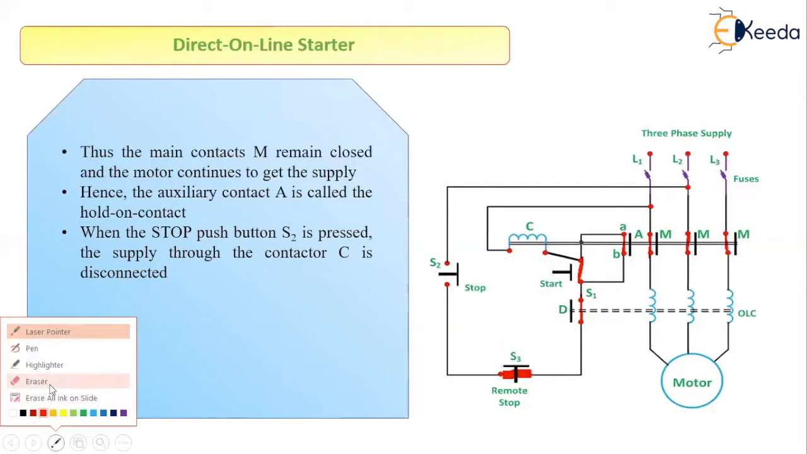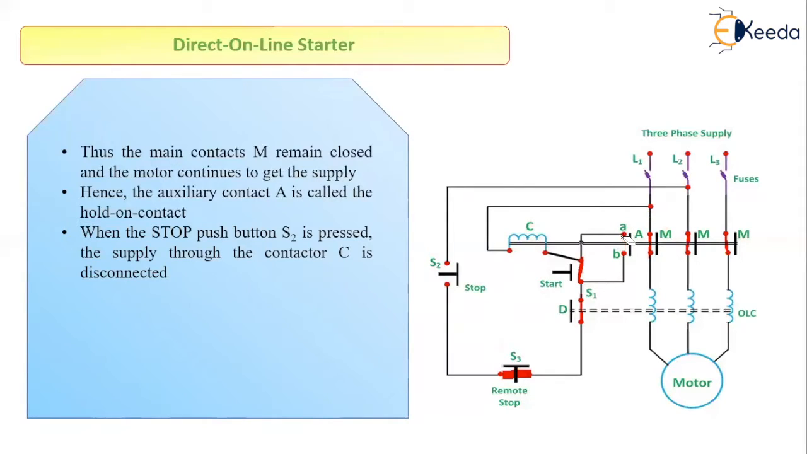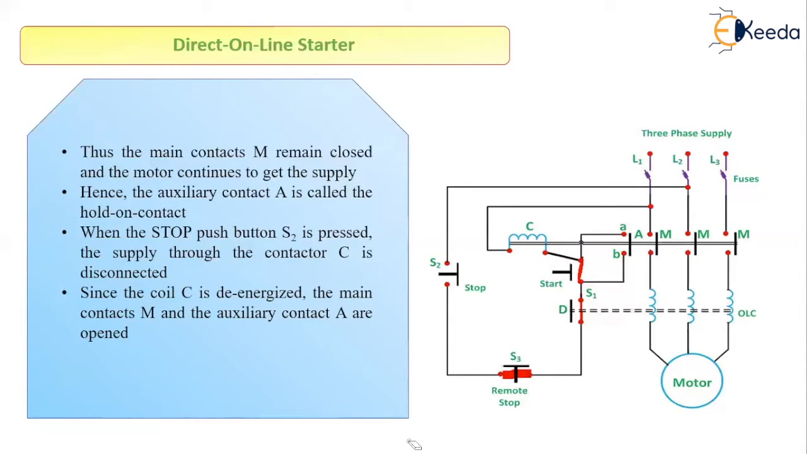So as my contactor is de-energized, the auxiliary contact will open, the main contacts will open. So you can see the motor gets disconnected from the supply. So see here, since the coil C is de-energized, the main contacts and auxiliary contacts are open, and as a result, supply to the motor is disconnected and the motor will stop rotating.